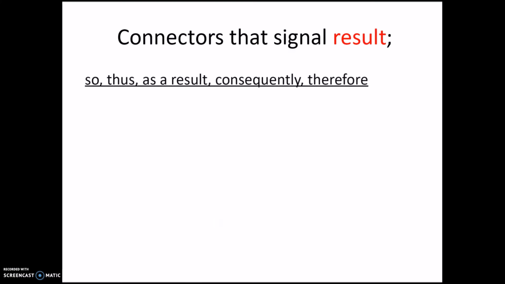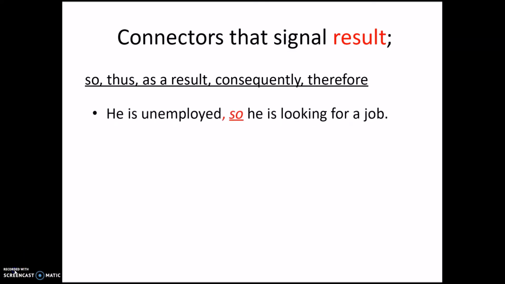Okay, and finally, let's have a look at the connectors that signal result. They are so, thus, as a result, consequently, and therefore. Let's start with so. He is unemployed, so he is looking for a job. To provide a result for this sentence, he is unemployed, we use so and we write the result. He is unemployed, so he is looking for a job.